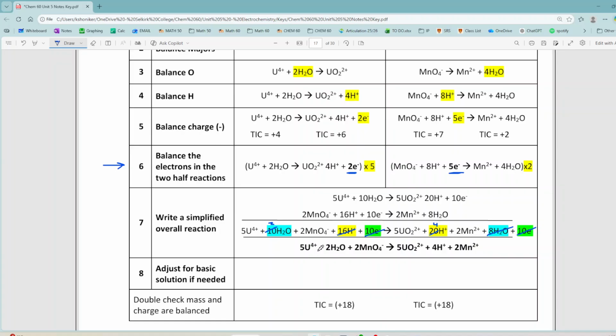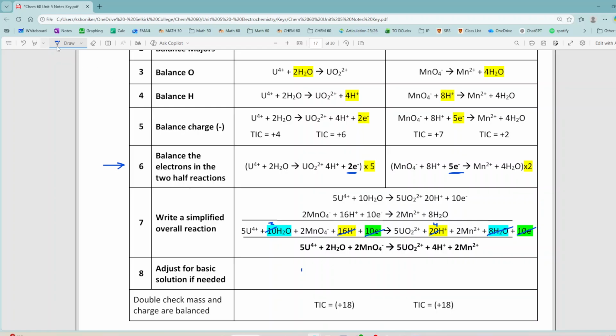So then my overall reaction is 5 U4+, 2 waters, 2 MnO4-, goes to 5 UO2 2+, 4 hydrogen ions, and 2 Mn2+. And then you can double check your majors, double check your charge, but bare minimum double check your charge. So this would be plus 20 and then minus 2, so that's 18. And then on this one you have 10 plus 4 is 14, plus another 4 is also 18.